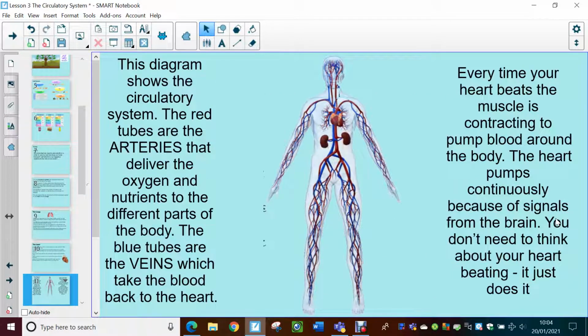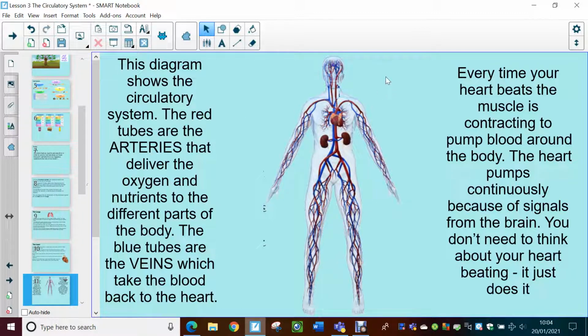So have a look at this diagram. This diagram shows the circulatory system. The red tubes are the arteries that deliver the oxygen and nutrients to the different parts of the body. The blue tubes are the veins which take the blood back to the heart. This is really important to remember.